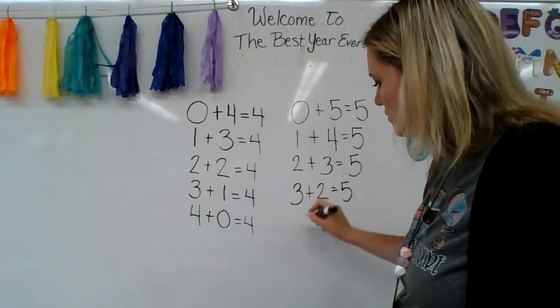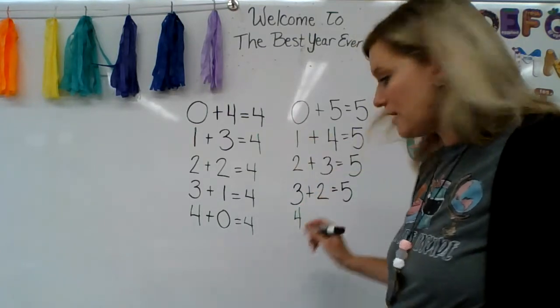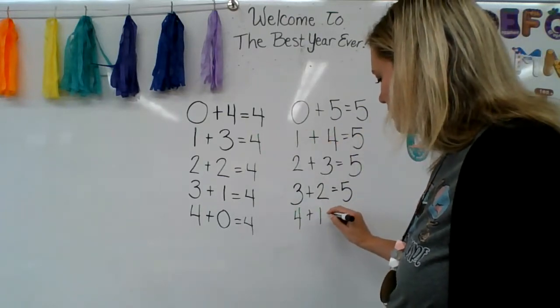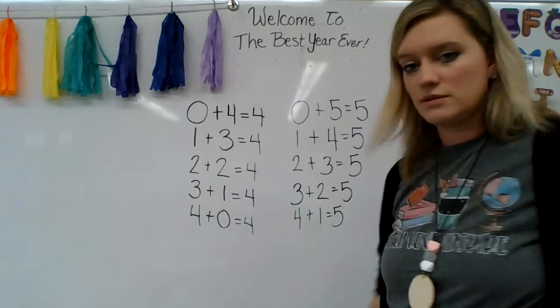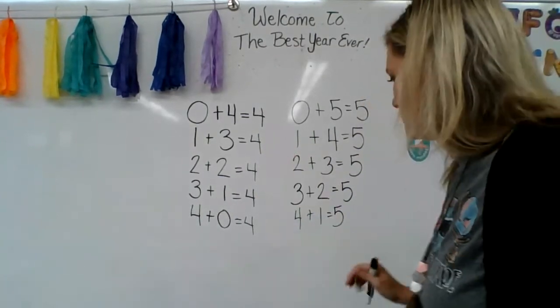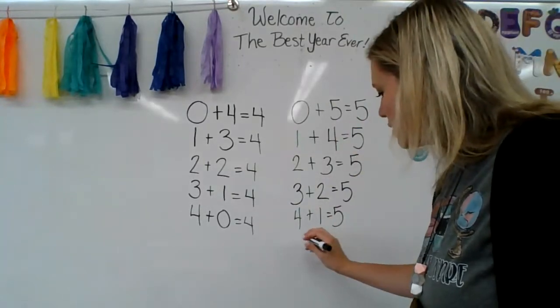0, 1, 2, 3, 4. Look, I already did a problem with 4. 4 plus 1 equals 5. So 4 plus 1 equals 5 down here too. It's the same thing, 1 plus 4, but we just switched it around. So now it's 4 plus 1. And then the last one, we already did 0 plus 5.